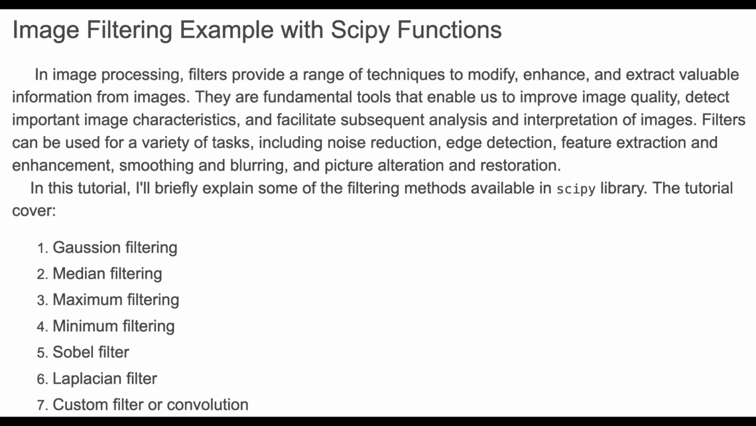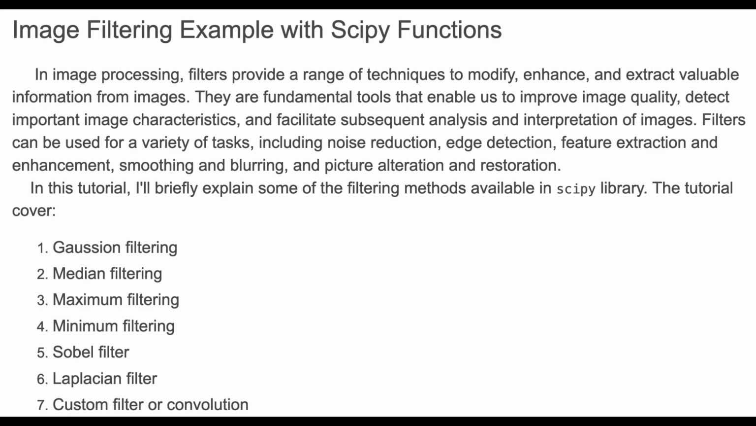In this tutorial I'm going to explain image filtering examples with SciPy functions. Image filtering is a technique used to enhance or manipulate images. By using these techniques, we can modify, enhance, blur, and extract valuable information from images. They are fundamental tools that enable us to improve image quality, detect important image characteristics, and others.